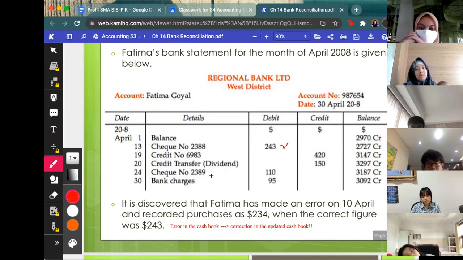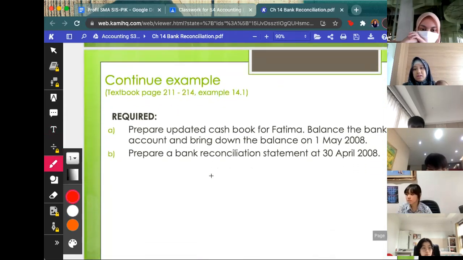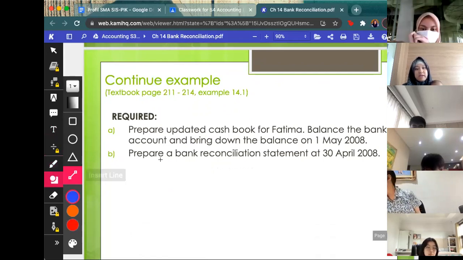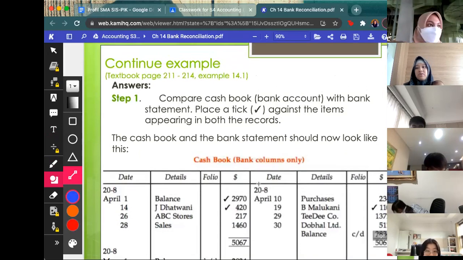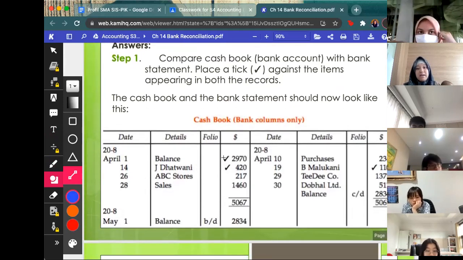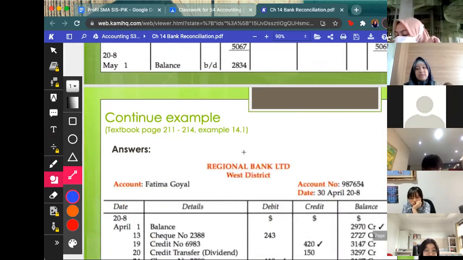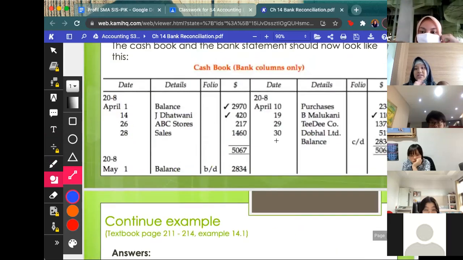So we have this, we have that. Now let's go to the step. You are required to prepare an updated cash book as well as a bank reconciliation statement. Step 1 is to compare. After you compare and you see that both sides are recorded, you put a checklist on both sides. We see that balance 2,970 on debit, the same on credit in the bank statement. Then we put a checklist on that. It means both sides already recorded.